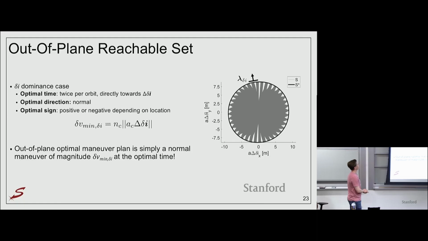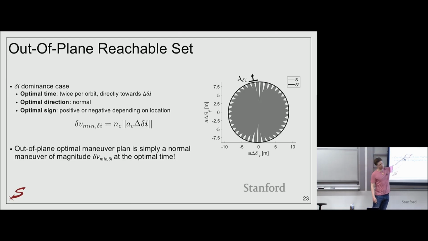Okay, out of plane. We only have one dominance case, which is great. It's the delta I dominance case because, again, we have, well, as I found later, it's not a perfect circle, but it's basically a perfect circle for short control windows. So optimal times, again, occur twice per orbit, happening directly towards the delta I pseudostate. Optimal directions are now normal because this is out of plane control. And the optimal sign is positive or negative depending on location.